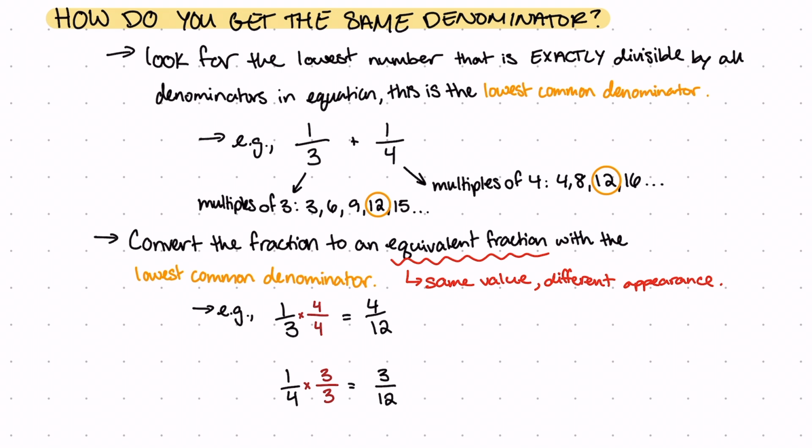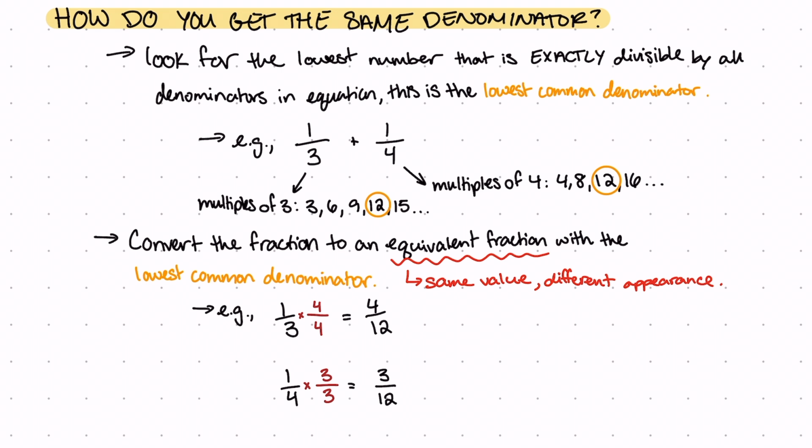So for example, if we want to add 1/3 and 1/4 together, what we do is we look for the multiples of 3 and 4, and we find the lowest one that they have in common. So the multiples of 3 are 3, 6, 9, 12, 15, etc. And the multiples of 4 are 4, 8, 12, 16, etc. Right? So the lowest one that they have in common would be 12.